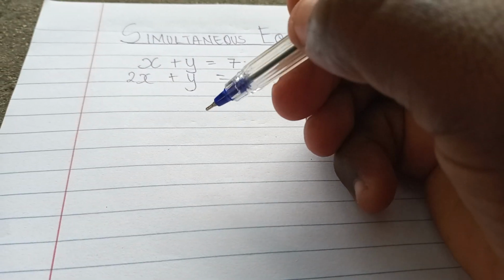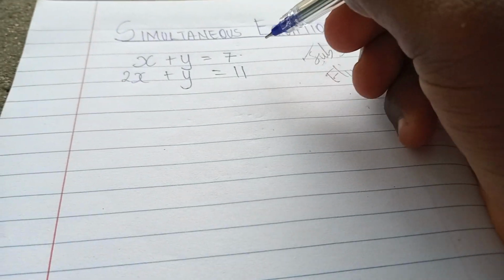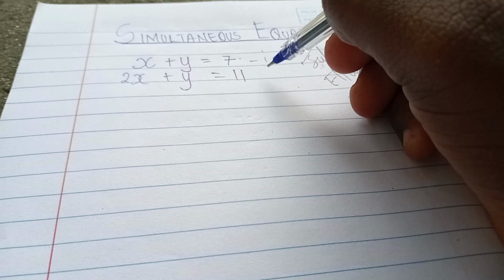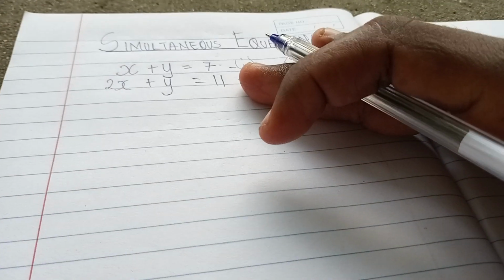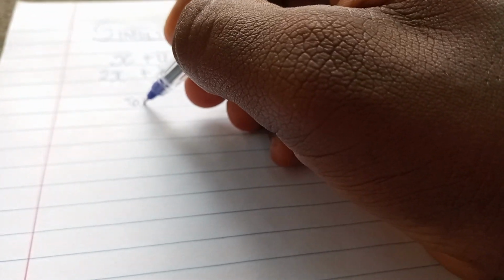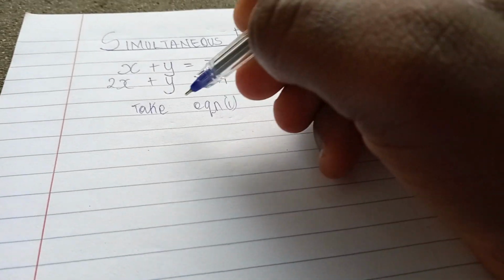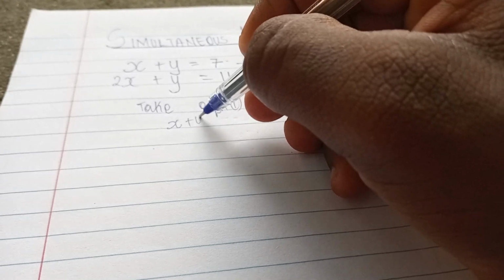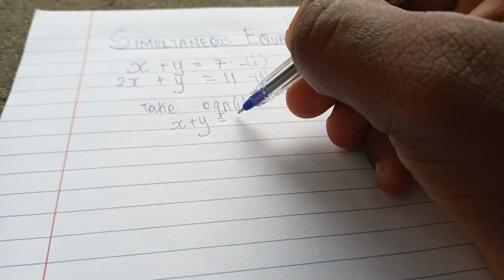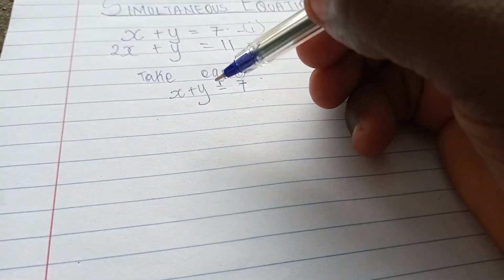So, substitution method, what we do, we take any equation. Let's first label this equation. We label this as equation 1 and this as equation 2. So we take, for instance, equation 1. Equation 1 says x plus y equals 7.